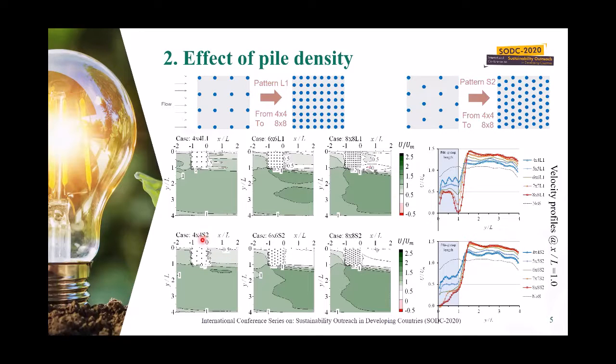However, if we change the arrangement of the piles to S2, the flow pattern changes to a suitable pattern. We can see here the velocity is increasing gradually from the bank toward the mainstream. For the 4x4 and even for the 8x8, which is the red lower profile, we can see the minimum velocity is attached to the sidewall and then increasing gradually to the mainstream, which is the best pile arrangement.